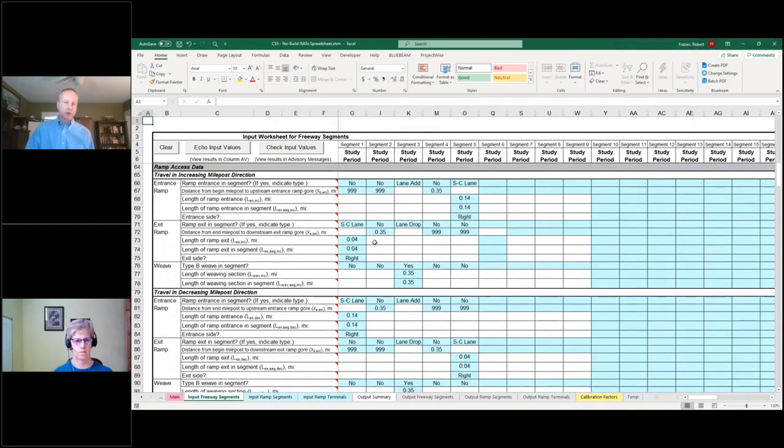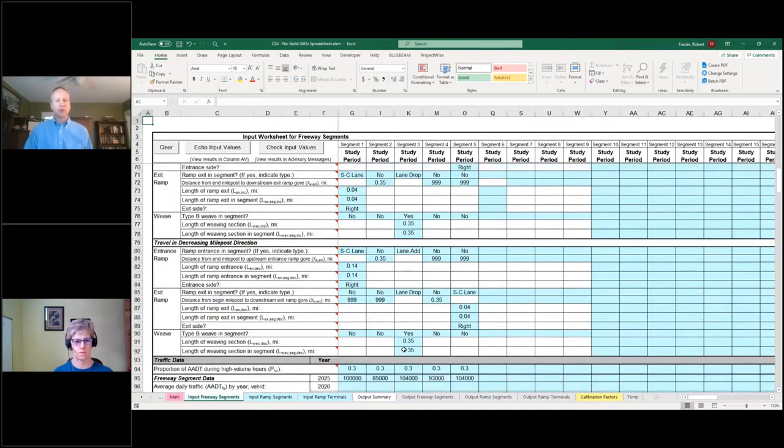How far away are ramps? Are they at drop or speed change lanes? That's the SC, speed change. Are they right side, left side? And then is there a type B weave, which we'll talk about in just a minute in the section. And so in this case, we've got a type B weave coded in here. And then we've got the information for the other direction.